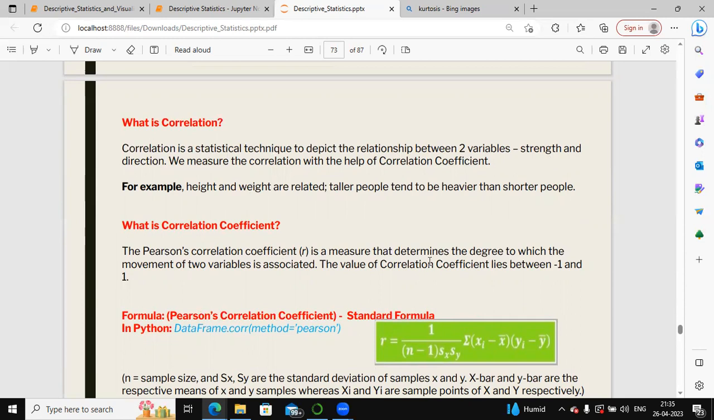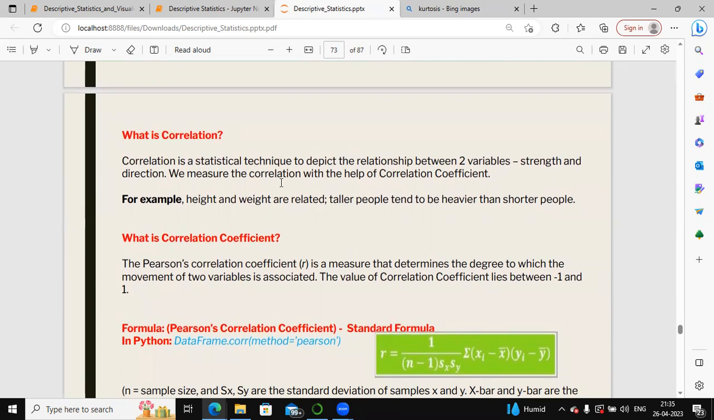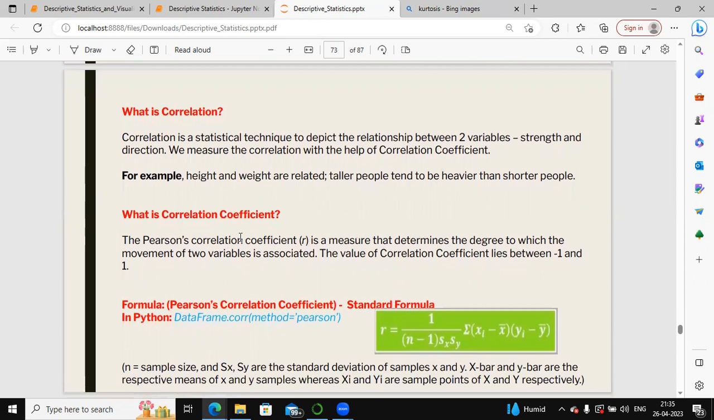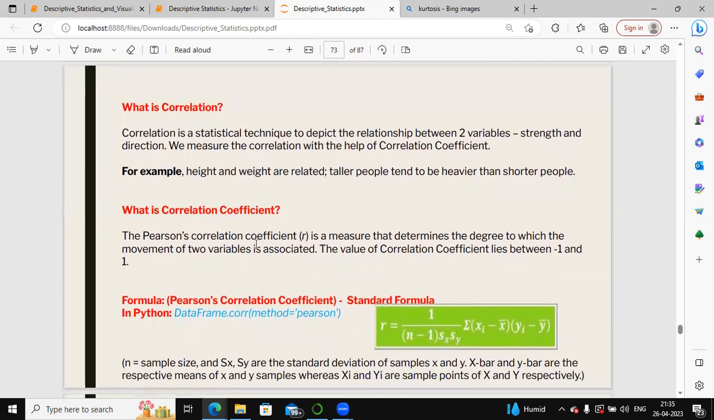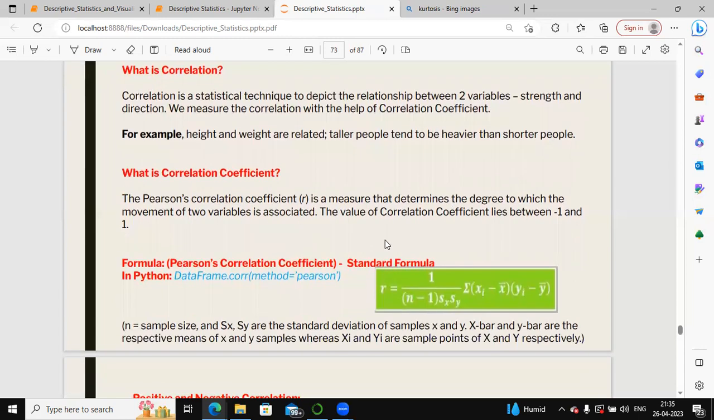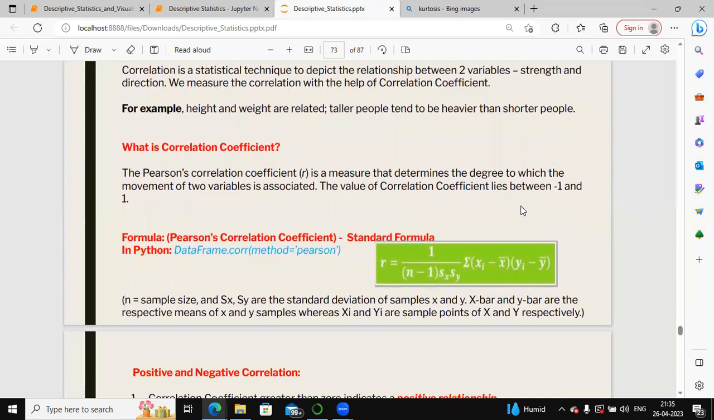Strength is calculated by the magnitude, which lies between -1 and 1 for the correlation coefficient, and direction will be negative or positive. That is how it is correlated, positively or negatively. So we measure the correlation with the help of the correlation coefficient. For example, height and weight are related. Taller people tend to be heavier than shorter people. What is the correlation coefficient? Pearson's correlation coefficient determines the degree to which the movement of two variables is associated. The value of the correlation coefficient lies between -1 and 1.